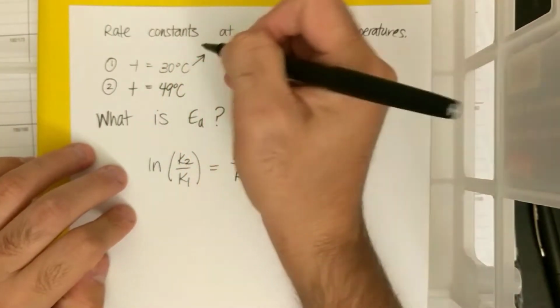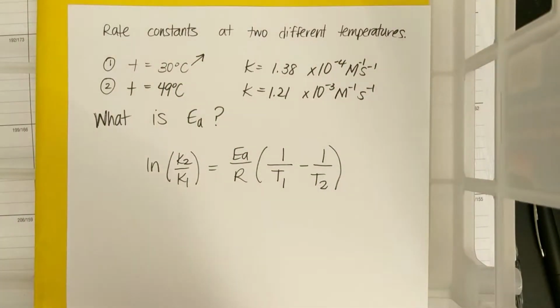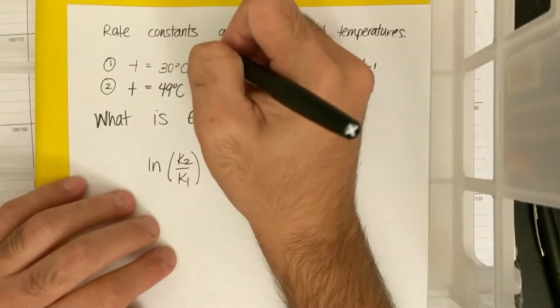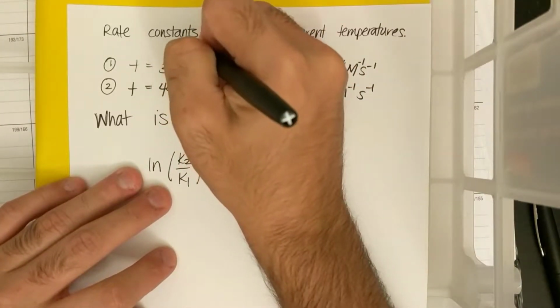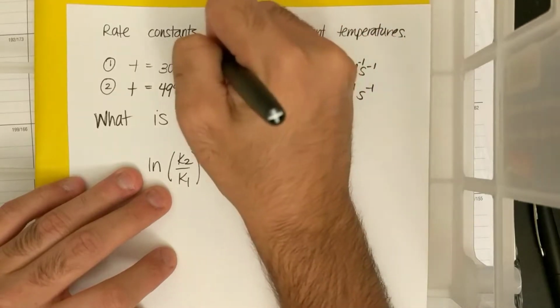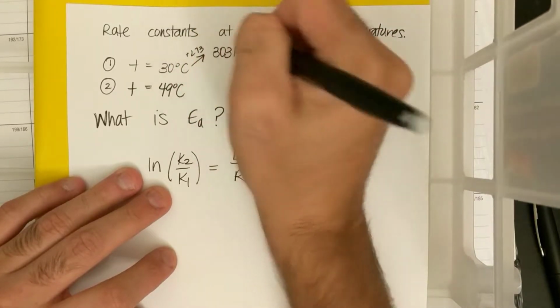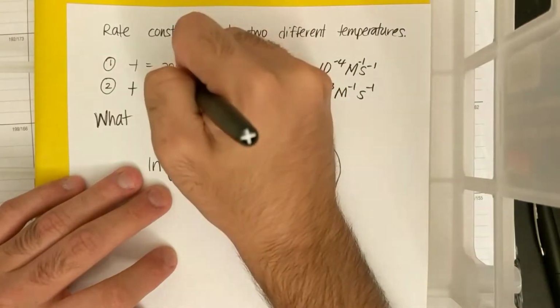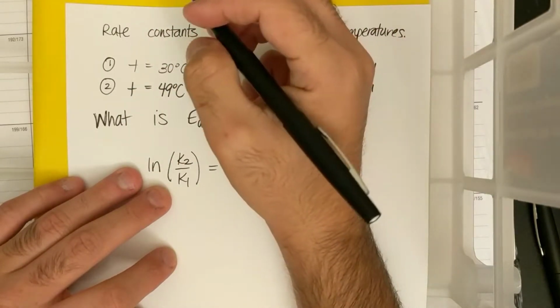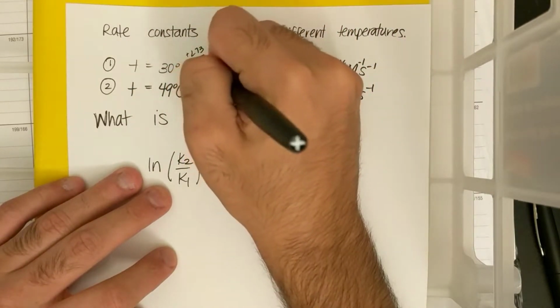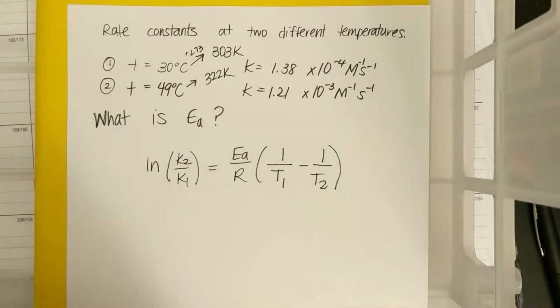Also, a little aside, we need to make sure that our temperature is in kelvins. So I'm going to convert this first temperature from 30 degrees Celsius to Kelvin, which is adding 273. So that's 303 Kelvin is my first temperature. And then adding 273 to 49, 322 is my second temperature.